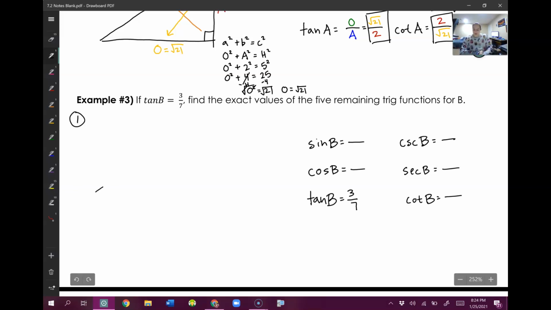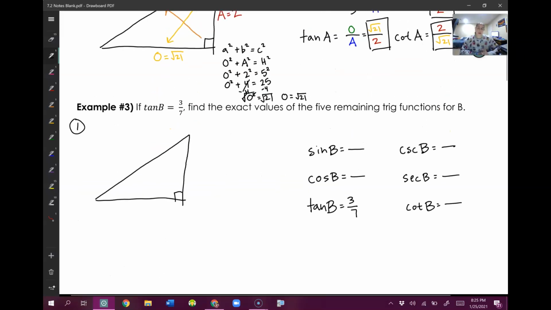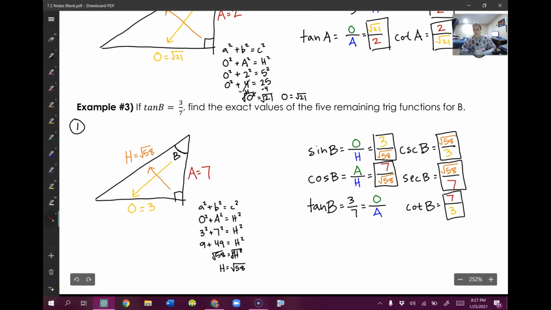So you're going to draw your triangle, fill it out with your tangent, and then use Pythagorean's theorem to solve for the rest of the sides, and then fill in the rest of your ratios. So pause the video, try that part out on your own, using the exact steps from up here, and then come back and see how you did. Check what you got with what I got.